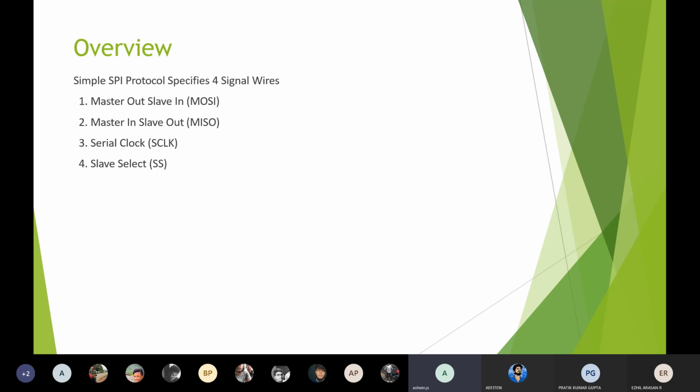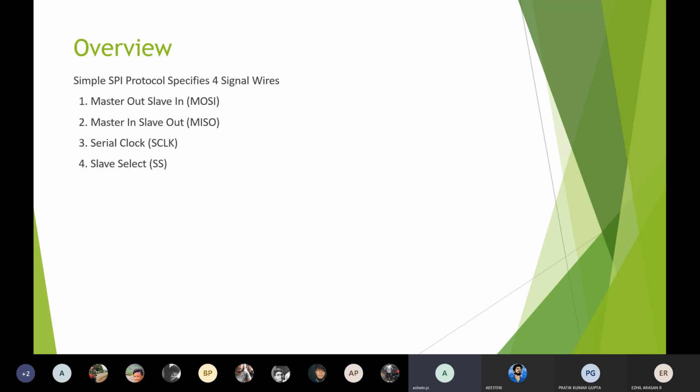So here they are representing four pins. One is master output slave input, another is master input slave output, then the serial clock. Since it's synchronous communication, we surely require the serial clock. The last one is slave select. If multiple slaves are connected, I will use the slave select as an active low signal. Once I give a 0 to that particular slave, it will become active and be ready to receive the data.